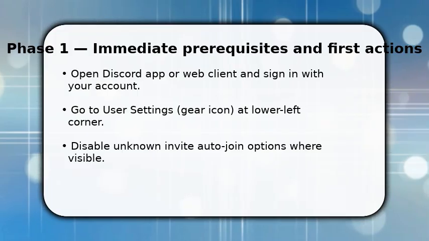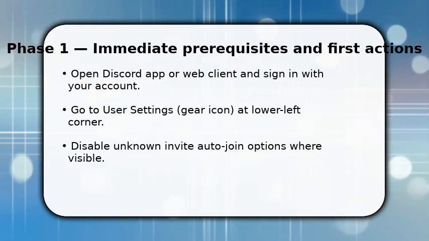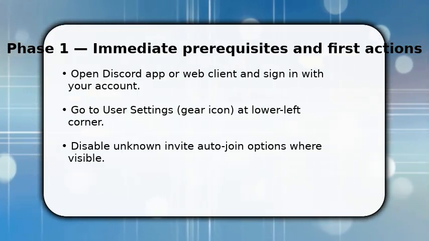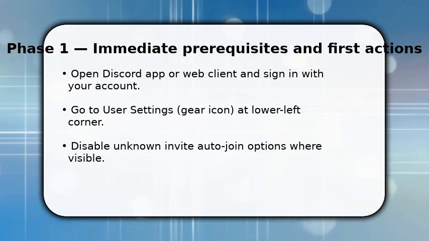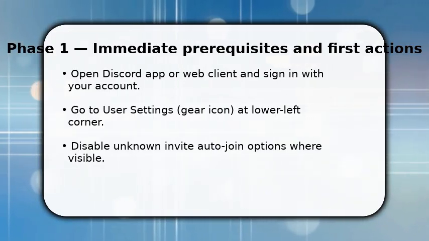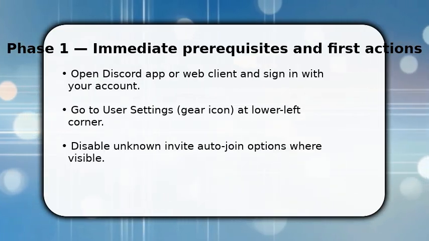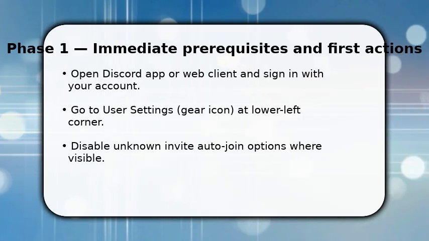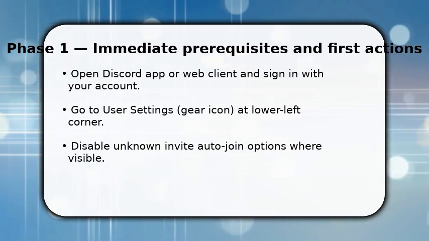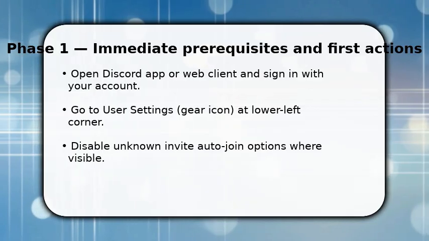You start inside Discord, open the app or browser client and sign in. Head straight to user settings via the gear icon at lower left. Once there, inspect privacy and safety and authorized apps. This is where auto-join routes often hide. Make sure to revoke any suspicious authorized apps now, because they can accept invites on your behalf.